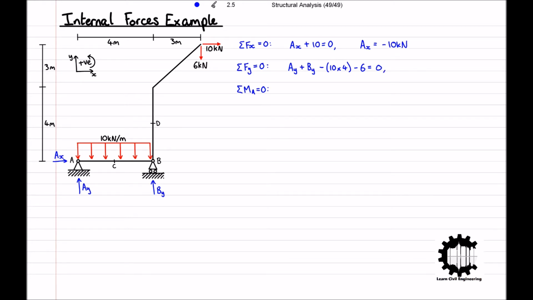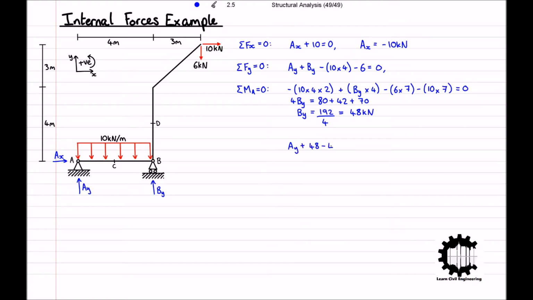Finally, taking the anticlockwise rotation direction to be positive, the sum of all moments relative to point A is equal to negative 10 times 4 times 2 plus By times 4 minus 6 times 7 minus 10 times 7, which equals 0. Here we only have one unknown, so rearranging for By, we get By equals 192 divided by 4, which equals 48 kilonewtons. Now we can substitute this value into our equation for the sum of all vertical forces, and doing so, we get Ay plus 48 minus 40 minus 6 equals 0. So Ay is equal to negative 2 kilonewtons.